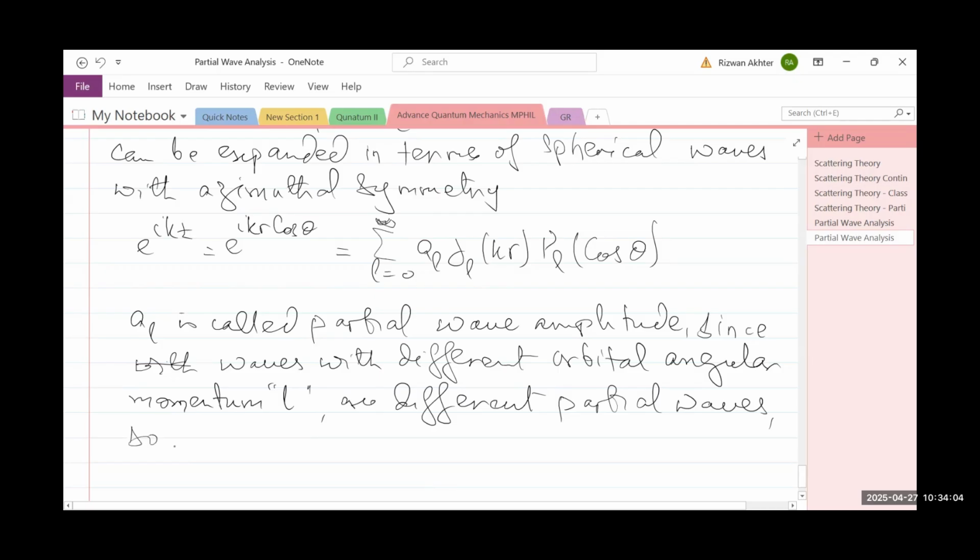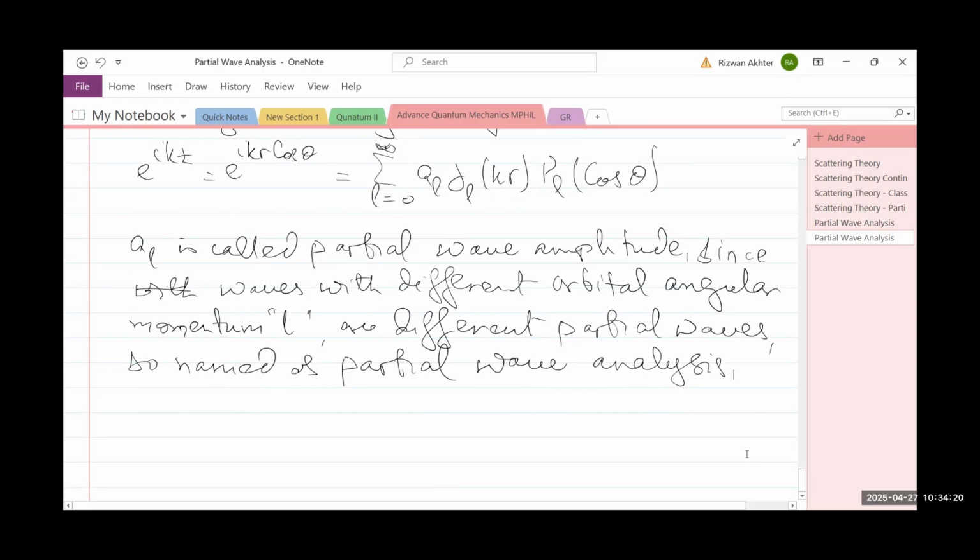And दूसरा factor जो है this P L of cos theta. This is in fact the Lth Legendre polynomial. So we have these two factors.